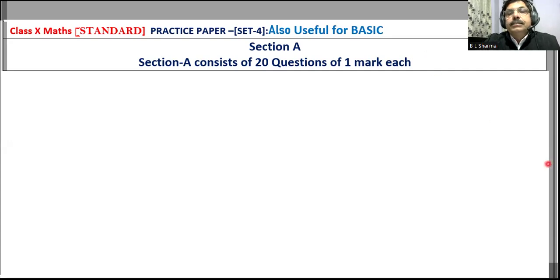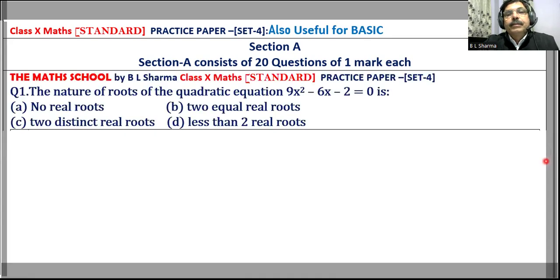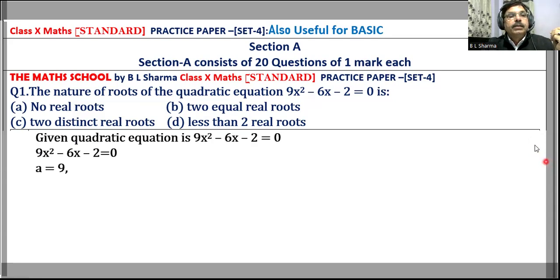So the question number 1 is now on your screen. The nature of roots of the quadratic equation 9x square minus 6x minus 2 is equal to 0 is. आपको बताना है कि इसका nature of roots क्या है. For that, first of all, we have to find out the discriminant. This is the quadratic equation 9x square minus 6x minus 2. So we have to identify the coefficient of x square, that is a, that is 9, b is equal to minus 6, and c is equal to minus 2.